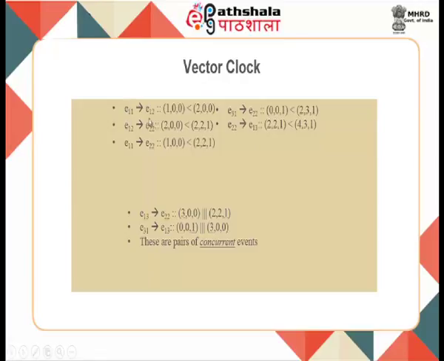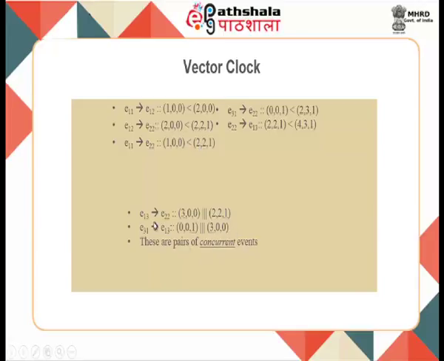So, we see that E11 happened before E12, because 1 0 0 is less than 2 0 0. E12 happened before E22, because 2 0 0 is less than 2 2 1. We see that all vector values do follow the relation of less than. E11 happened before E22, because 1 0 0 is less than 2 2 1. Similarly, E31 happened before E22. So, looking at the clock values, we can say which event has happened before which event.